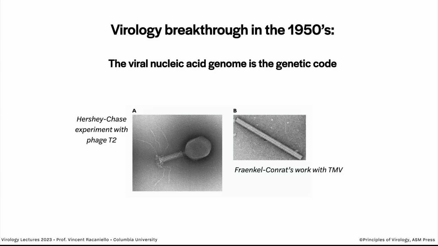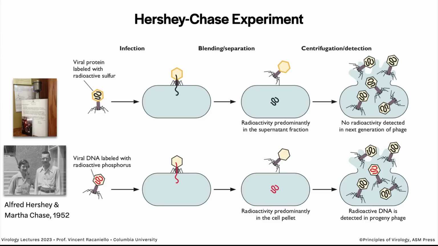And I'm going to show you 2 experiments today, one with a phage that shows that DNA is the genetic material of the phage, and another with tobacco mosaic virus, the plant virus, that shows that RNA can also be genetic material. So here is the famous Hershey-Chase experiment with phage T2. It was done by Alfred Hershey here and Martha Chase, his assistant, in 1952. And this is the famous kitchen blender experiment where they had a phage, a bacteriophage, and they said, what is the genetic material? Is it the protein or the DNA?